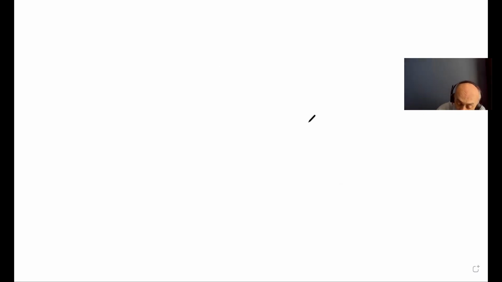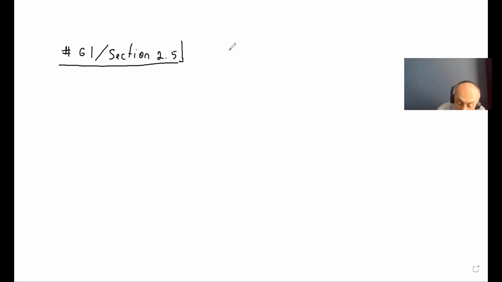All right. So what I'm going to do here, folks, is problem 61 from section 2.5. That's the section with the chain rule. And this problem was also assigned as a practice problem, and a homework question as well. So F of x equals f of g of x. Now what you see here is a composition of two functions.